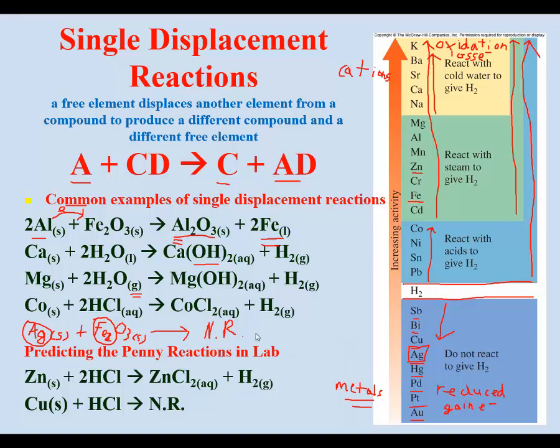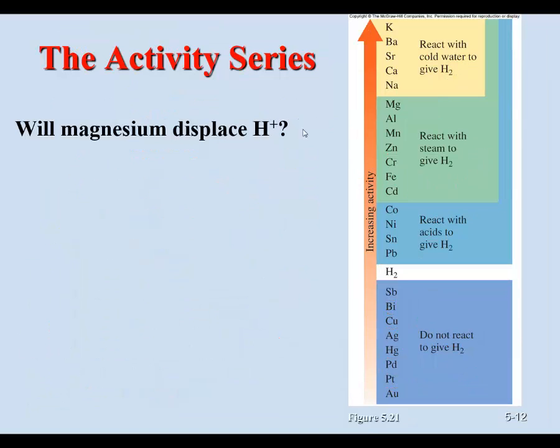So let's practice this for a couple more examples. Let's consider magnesium. Will magnesium displace acid? If I look at it, magnesium is high enough on the list that it will not react with cold water to produce hydrogen gas, but it is high enough on the list that it could react with steam, and it's high enough that it could also react with acids. So what I would predict is that magnesium metal could displace protons from an acid.